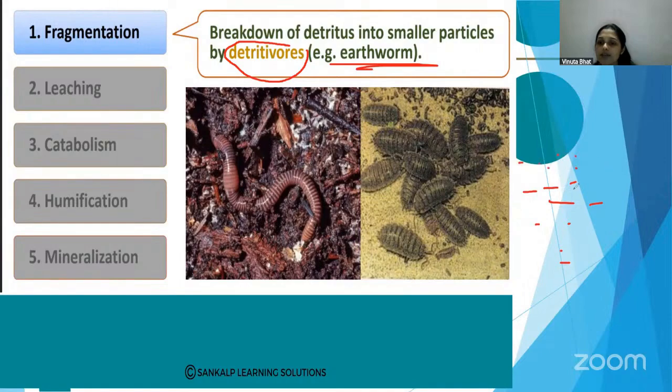Like this they form the smaller particles, and the organisms doing this are called detritivores. That process is called fragmentation. It is the formation of smaller fragments, smaller particles, of the detritus by detritivores. This earthworm is commonly called a detritivore. Please remember this word.